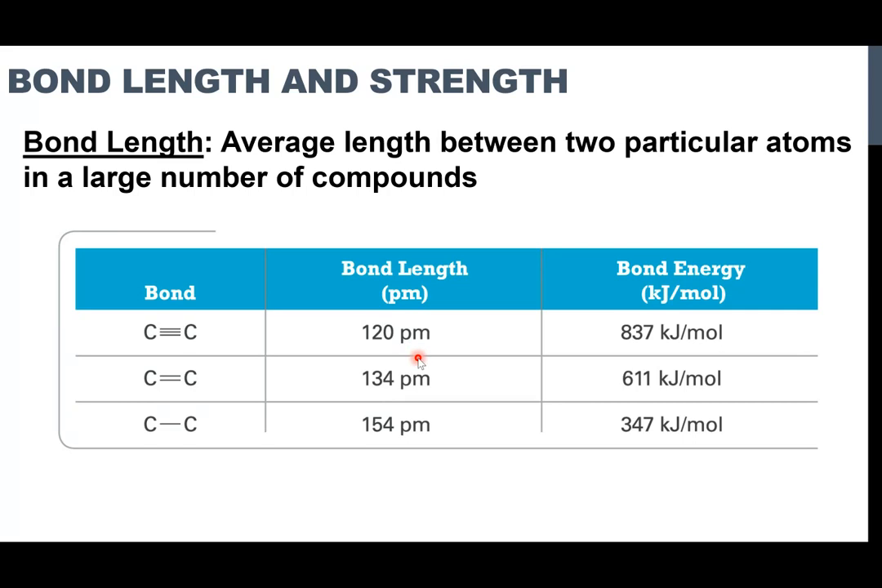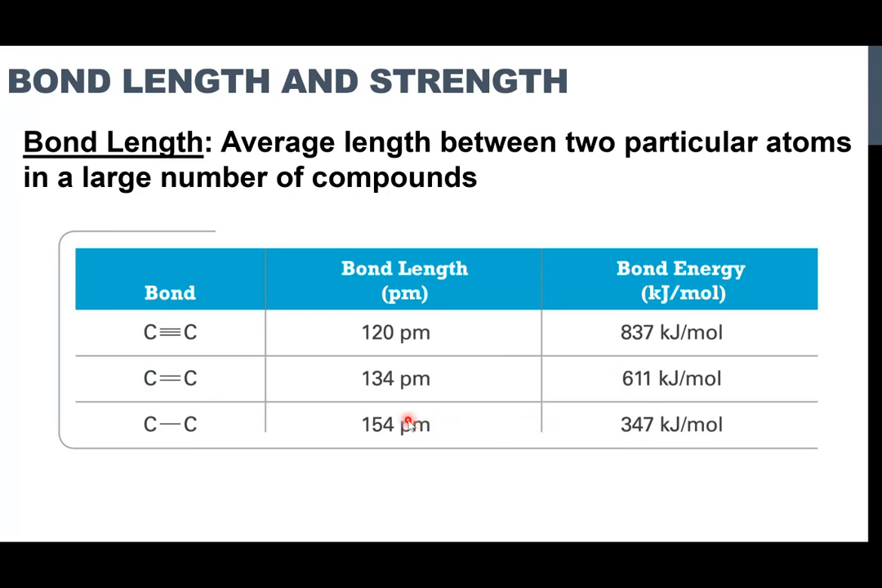Okay. But what I want you guys to notice here is the relationship between bond length and bond strength. So a triple bond is the strongest bond. It's also the shortest bond. Double bond in the middle gets a little bit longer. Single is the weakest and it's the longest.